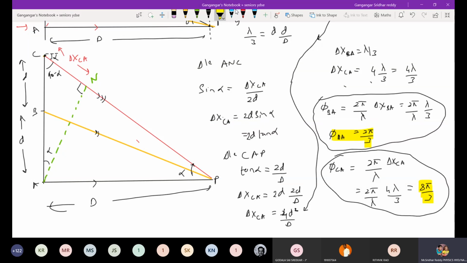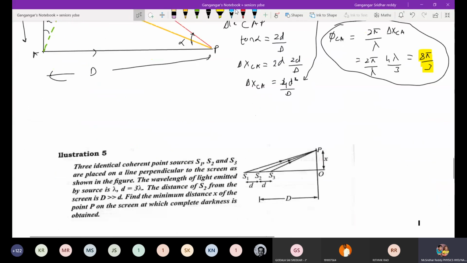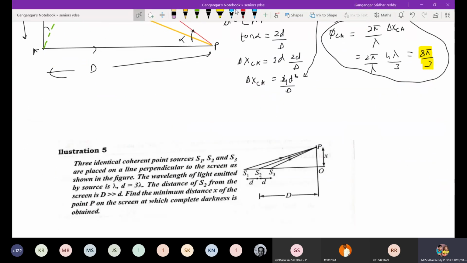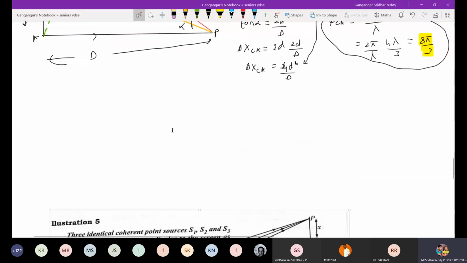So with this, can you say about B and C, how they will be along the same direction? Almost the same phase, no? 2 pi by 3, 8 pi by 3. Now you construct the phasor diagram. Recollect the phasor diagram, superposition of SHM, or even in waves and sound. The phasor diagram will come like this. This will have 0 degrees, pi by 2, pi, 3 pi by 2.